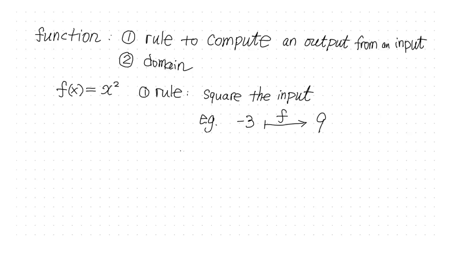Function f of x equals x squared. What is the rule of this function? Well, it says if you give me the input, I square it. For example, if the input is -3, the output is 9.